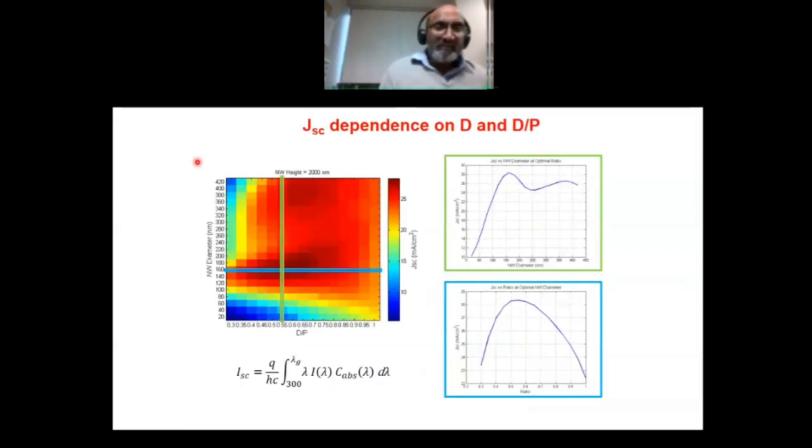Again, we looked at the diameter of the nanowire. The diameter of the nanowire should be somewhere between 140 to 160 nanometers or so. And the diameter to pitch ratio should be around 0.5 or 0.6 or so. Again, these plots really act like a guide for us to choose the right kind of nanowire source.